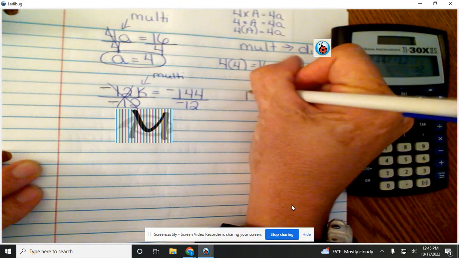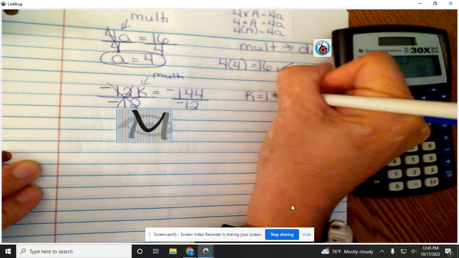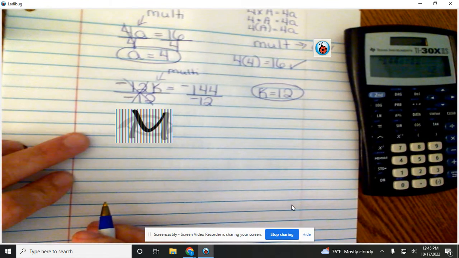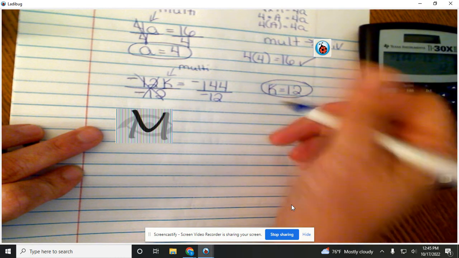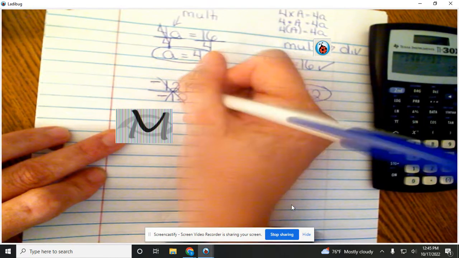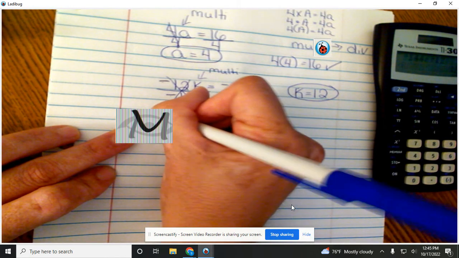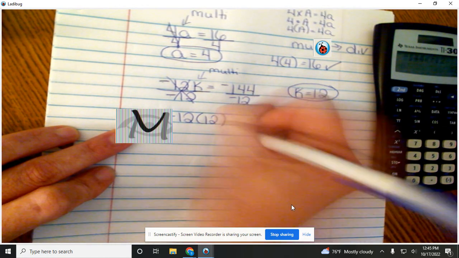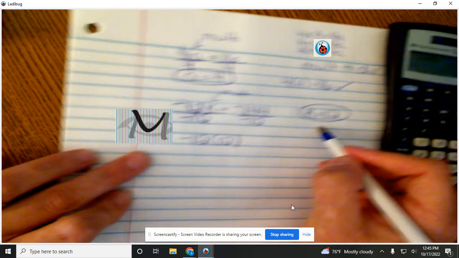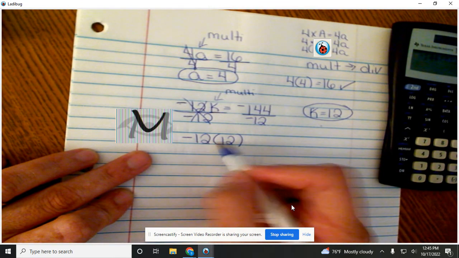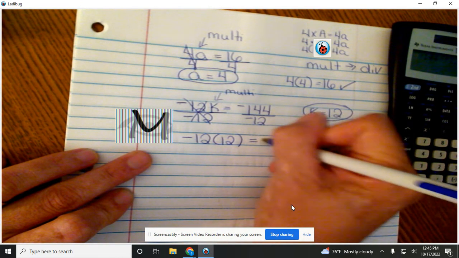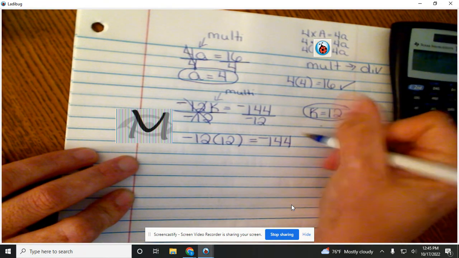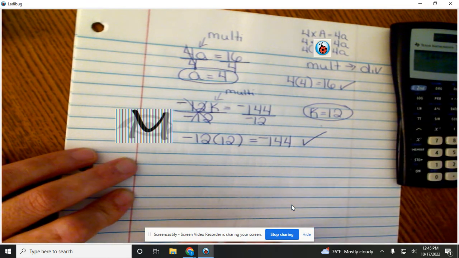So k equals 12. If I wanted to go back and double check my work, over here, we have our negative 12 times our positive 12, which is what we have right here. Negative 12 times 12 is going to give you negative 144. So I did do this correct.